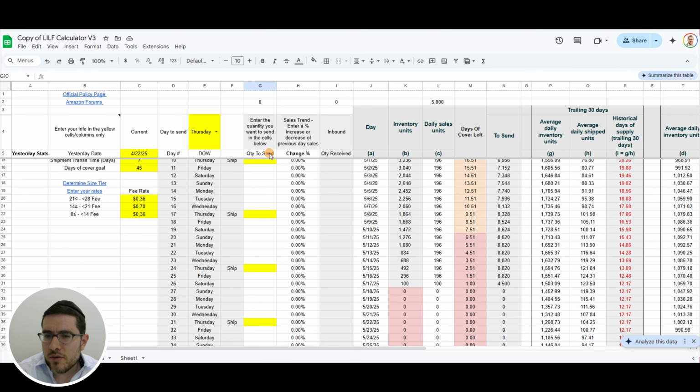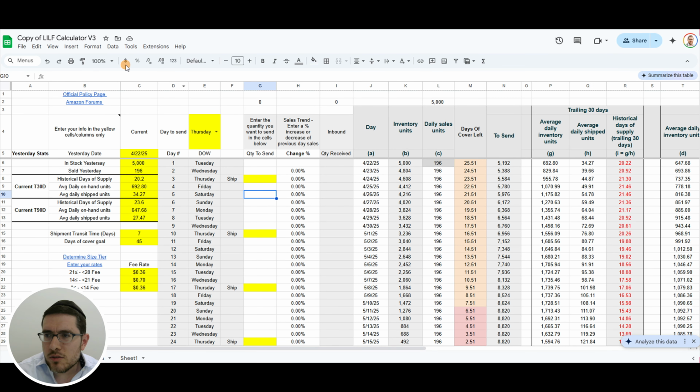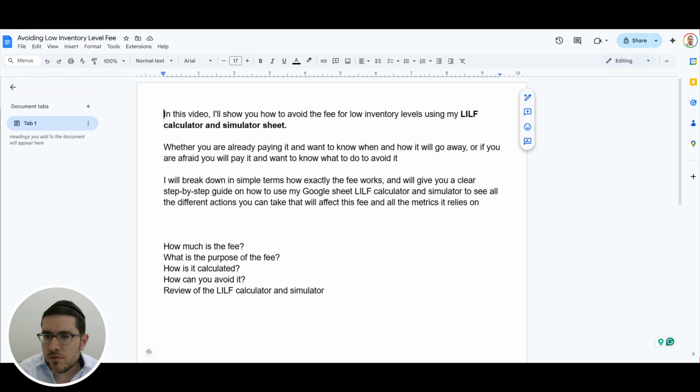So this is the sheet that I created. It looks big, but it's simple to use and it's very useful. I'm going to cover answers to questions such as how much is the fee, what is the purpose of the fee, how it's calculated, how you could avoid it, and I'm going to review the sheet. So let's start with the first one, how much is the fee?